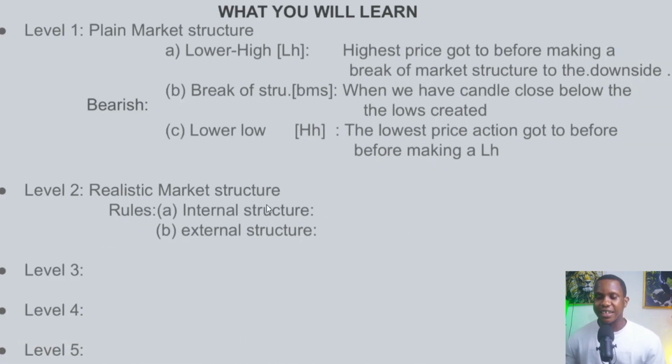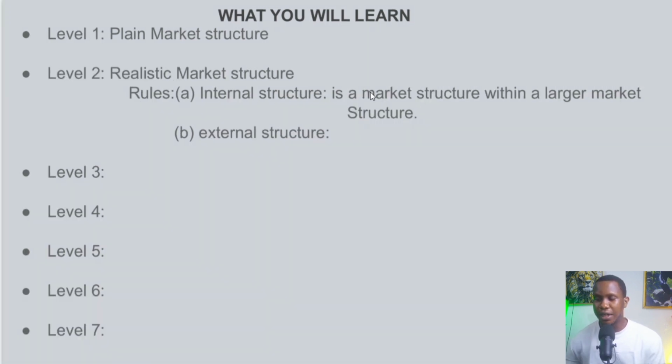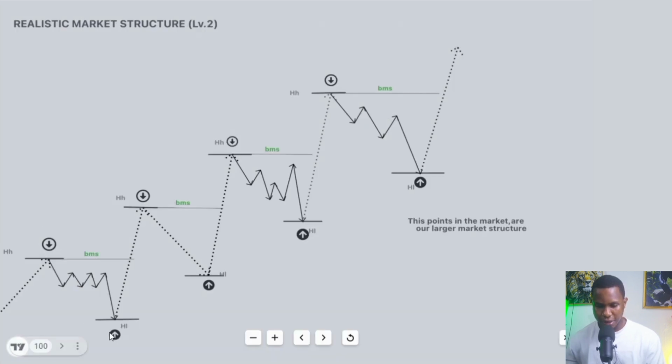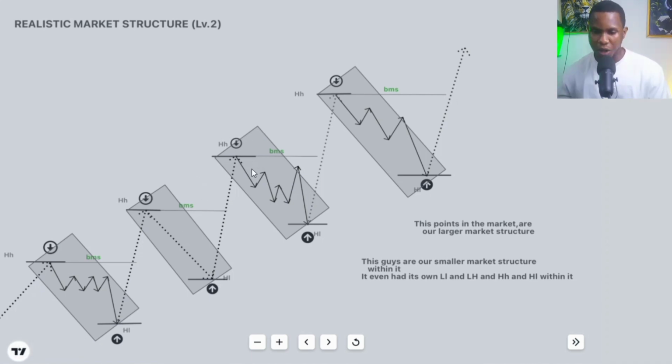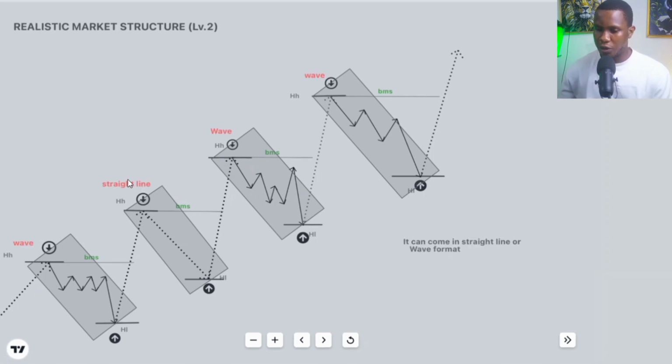Number one, internal structure. Number two is external structure, guys. Internal structure is a market structure within a larger market structure, guys. These points you are seeing here are our larger market structure, our higher high and higher low we talked about. And these guys like this are our smaller market structure within these. It even has its lower high, lower low, lower high, lower low within it. Can you see that our internal structure can come in a straight line, or can come in a wave pattern?